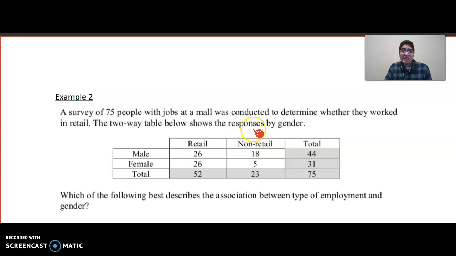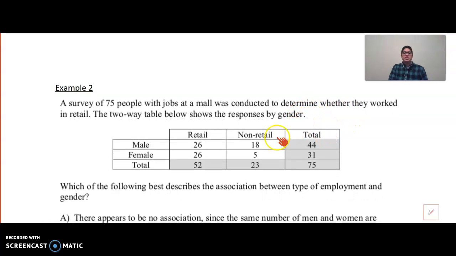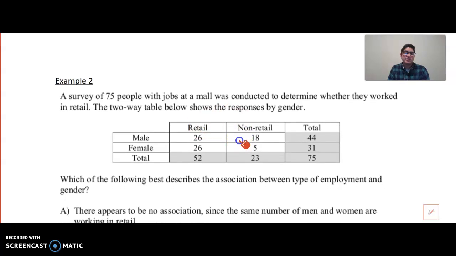Now, a survey of 75 people with jobs at a mall was conducted to determine whether they worked in retail, and the two-way table shows the responses by gender, male and female, retail or non-retail. Which of the following best describes the association? And you might be thinking, Mr. Pinto, isn't this a chi-square test of homogeneity? Well, we didn't take 2 independent samples from 2 different populations.